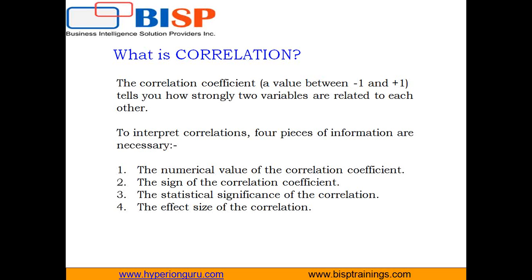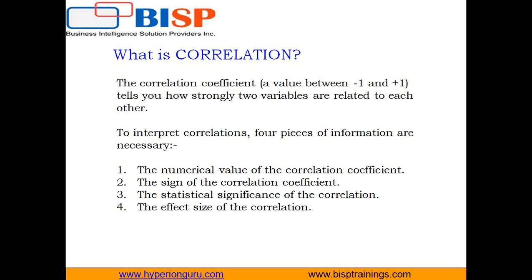Pearson is a statistic that is commonly used to calculate bivariate correlations. In correlation, there are four pieces of information that are necessary. The first one is the numerical value of the correlation coefficient. That means the correlation coefficient can vary numerically between 0.0 and 1.0. The closer the correlation is to 1.0, the stronger the relationship between two variables. A correlation of 0.0 indicates the absence of a relationship. If the correlation coefficient is minus 0.80, that indicates the presence of a strong relationship.